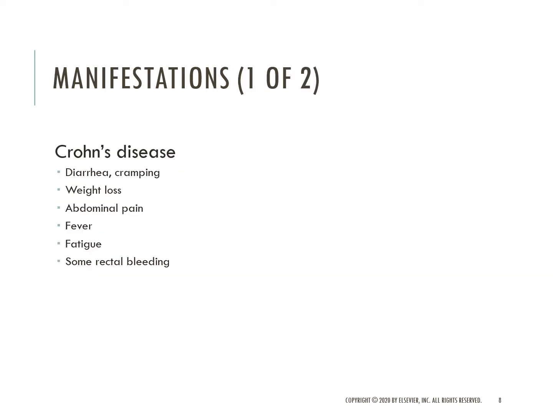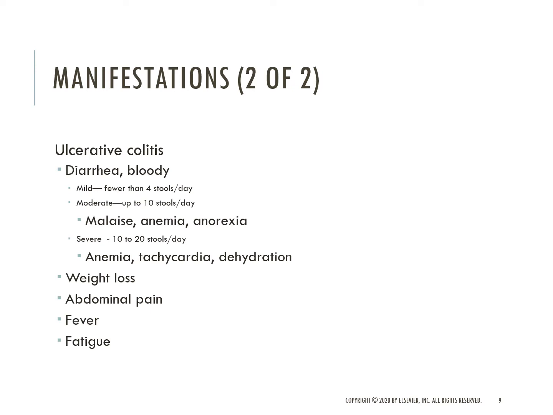Manifestations associated with Crohn's include diarrhea, cramping, weight loss, abdominal pain, sometimes fever, bleeding, fatigue. With ulcerative colitis, bloody diarrhea is fairly common. This can be mild to moderate. Again, these patients might struggle with anemia, anorexia. If the anemia becomes really severe, they can have issues with tachycardia, dehydration, and then also the weight loss, abdominal pain, fever, fatigue that we can also see in Crohn's disease.